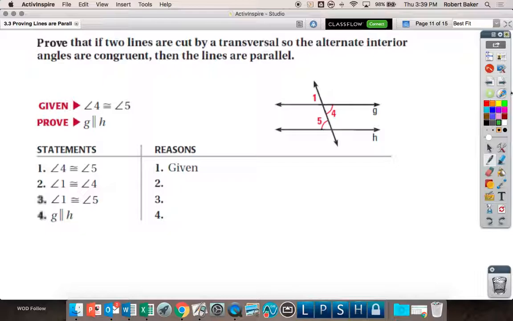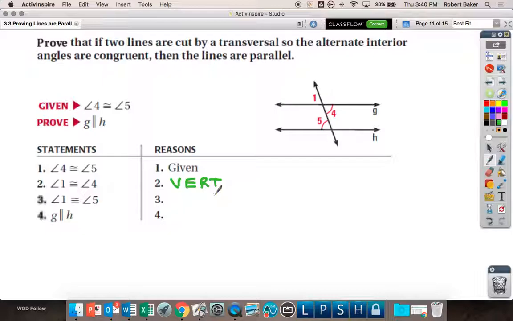Choose substitution. Now, number 2. Carlos, why are angle 1 and angle 4 congruent to each other? Vertical angles. Angle 1 and angle 4 are proven to be congruent because they are vertical angles. I was giving up there. It's not going to show 1 and 5 are corresponding. No, unfortunately, we cannot say that.